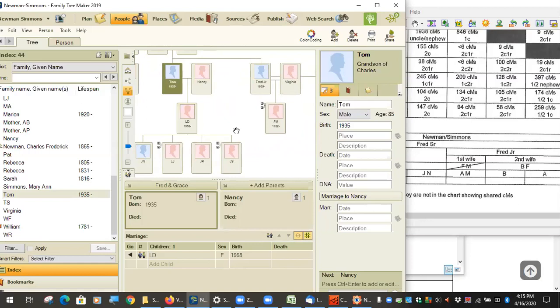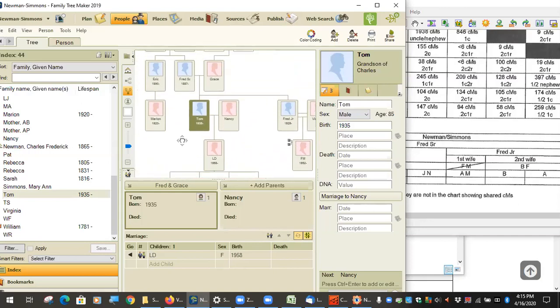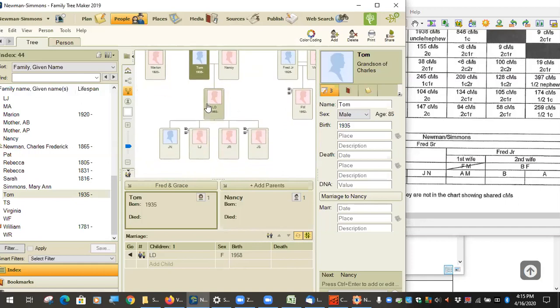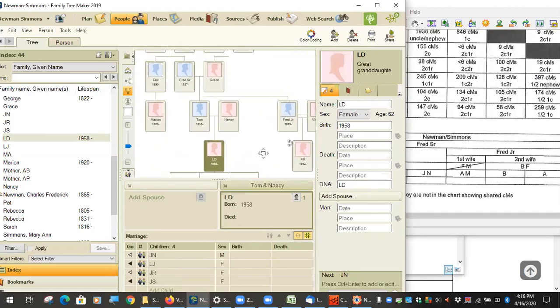For Charting Companion, it is important to have the gender, even if you aren't sure. Otherwise, say if I didn't have a sex for LD, say if she was unknown, it wouldn't be able to generate the children here. It's just a quirk of the program. I asked about that and it's like, well, you just got to assign a sex.